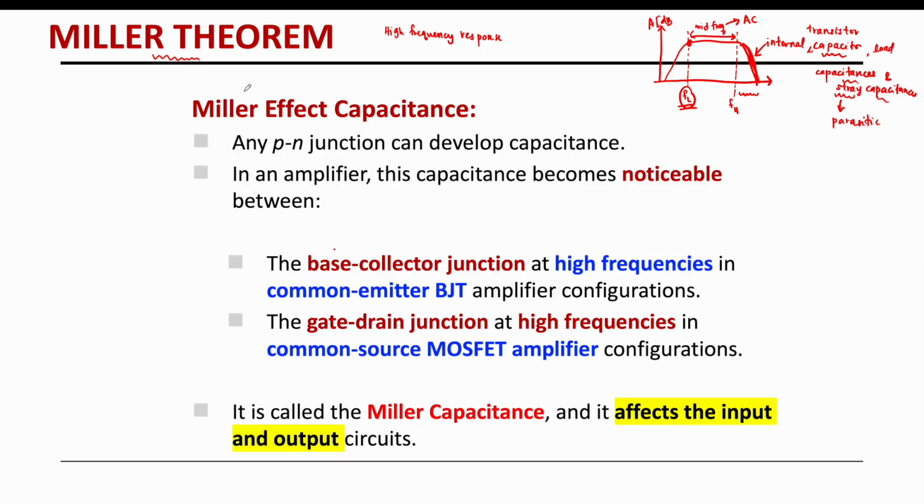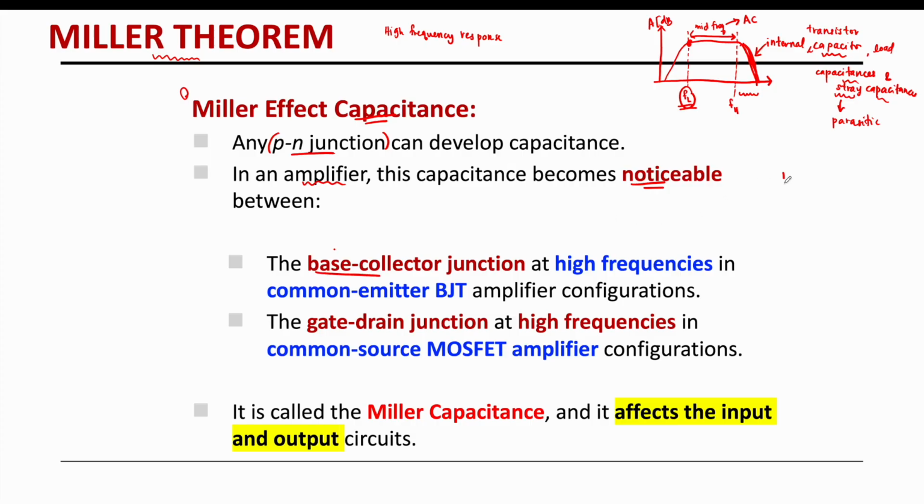Now let's look at one of the effects that we call the Miller effect capacitance, which can develop at a PN junction. Any PN junction will develop this Miller effect capacitance. Especially in an amplifier application, it becomes noticeable. It cannot be negligible. It becomes noticeable between the base collector junction.